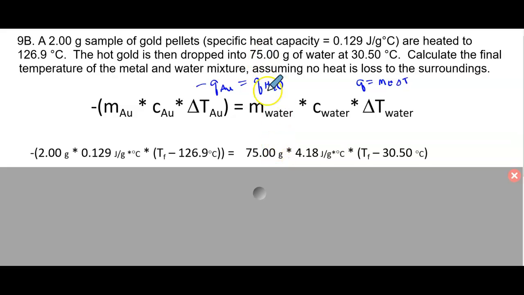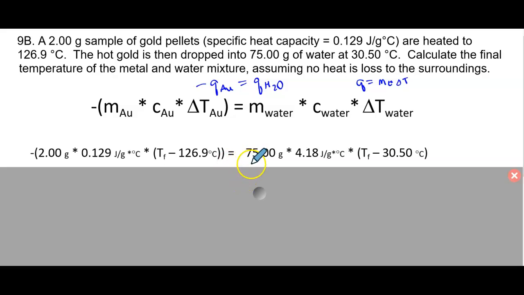On this side, we have 75 grams of water. We know the specific heat from our index card that I had you make, which is 4.18 joules over grams degrees Celsius, and then TF minus the temperature of water. So this whole side is all about water. This whole side is all about gold.